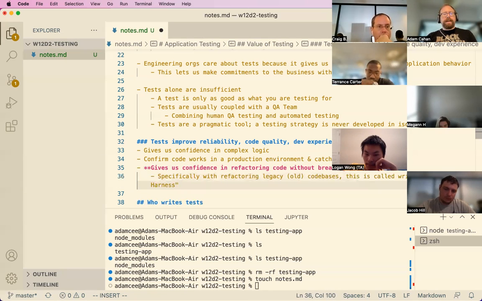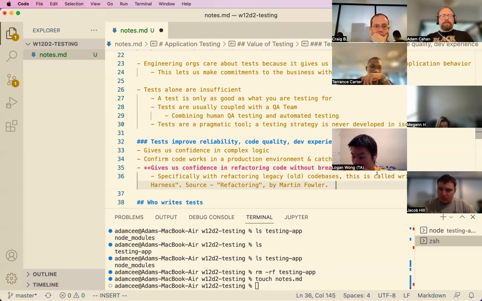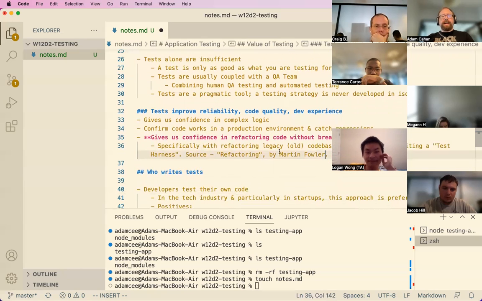And the term that I've encountered is called writing a test harness, which I believe was introduced in this book about refactoring by the software engineer Martin Fowler, who has a reputation of being someone who's written a lot about best practices in the industry. This is on one of those lists of books that every software engineer should read at some point, and I haven't read it, but one day I will. And a lot of this knowledge has gotten dispersed through the industry too.